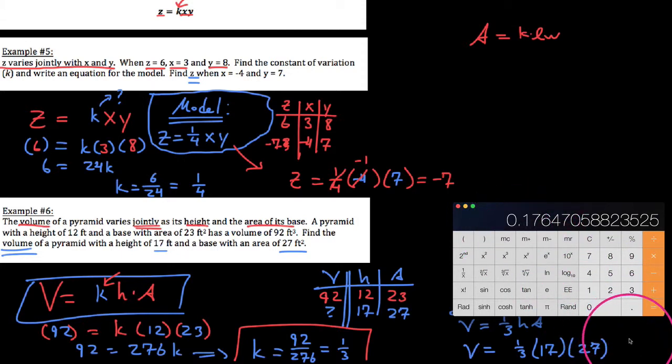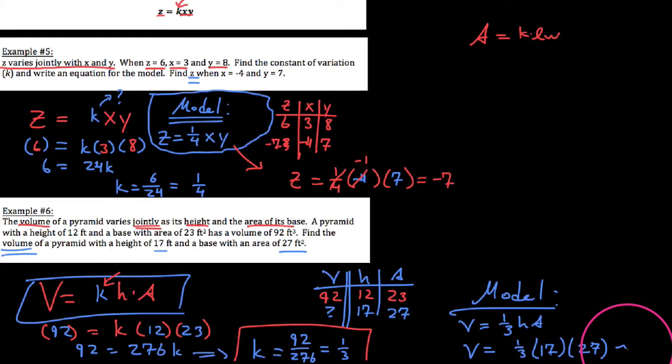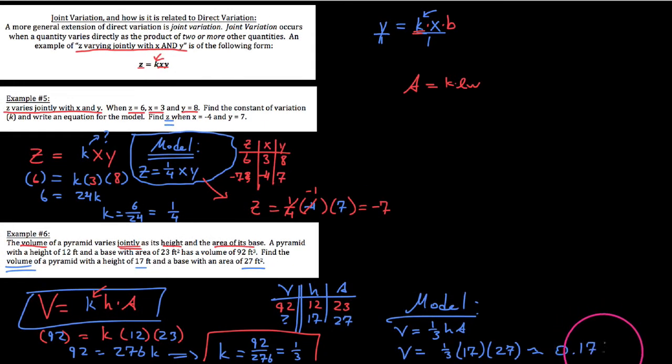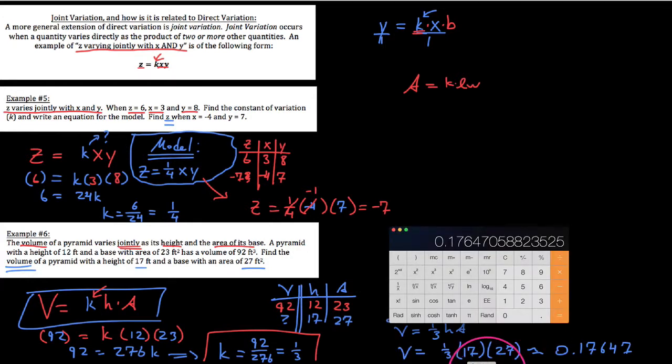We get about 0.17647, and that's not very big. I just want to check on this again. That's really small. We say 17 times 27. This is much more reasonable. Sorry, everybody, I must have left some value in here.